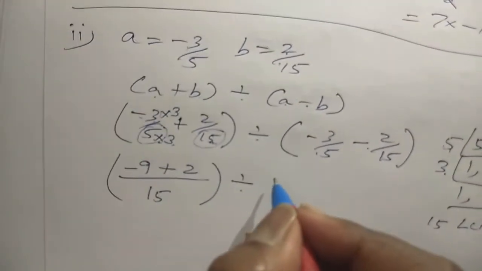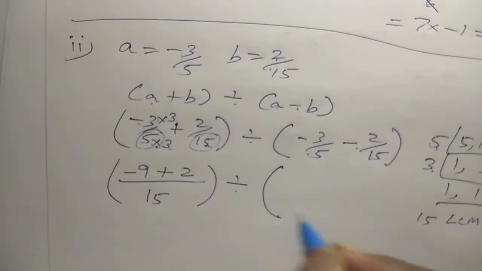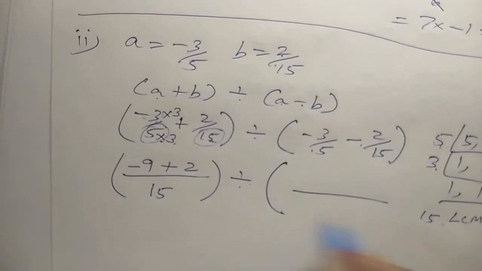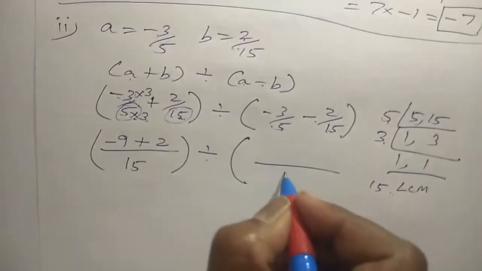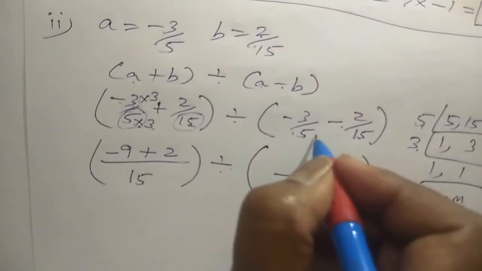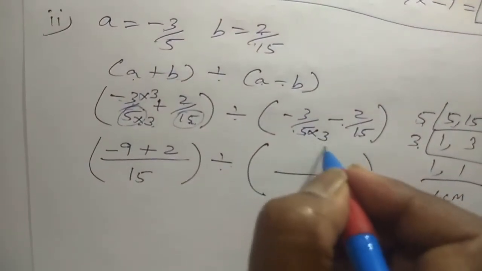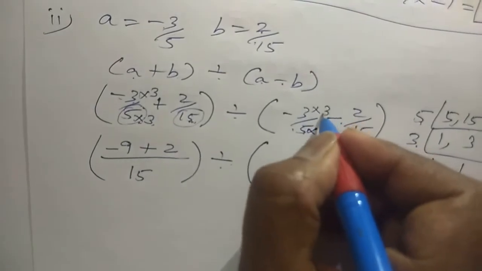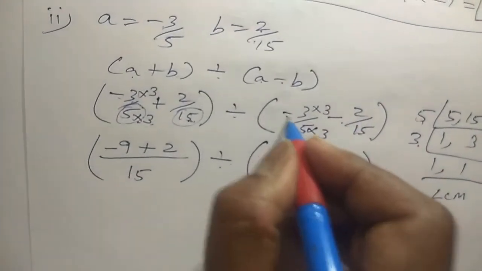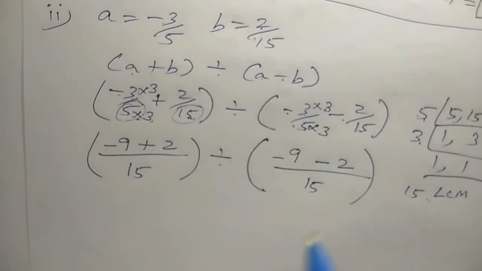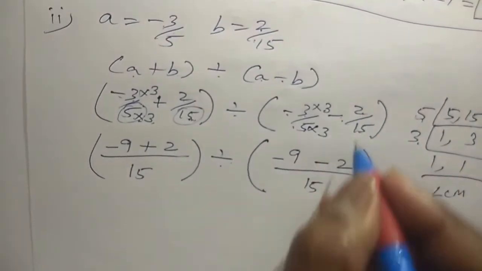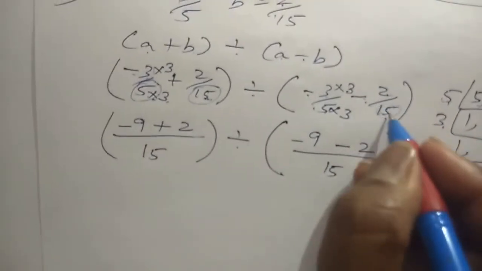We put the division here and go for the second bracket. Here also the LCM is 15 because it is also 5 comma 15, the same LCM. We have to multiply only the term with 3 here, 5 threes are 15, so we multiply the term with 3 in the numerator. So minus 3 into 3 is equal to minus 9, and here it is minus 2. It is already minus 2 here, we don't want to change anything because it already has 15.